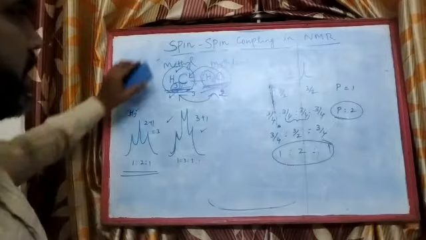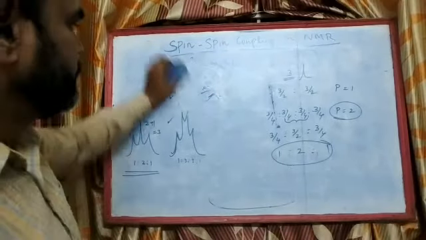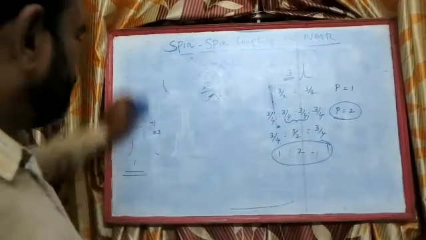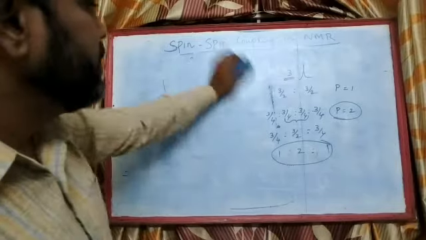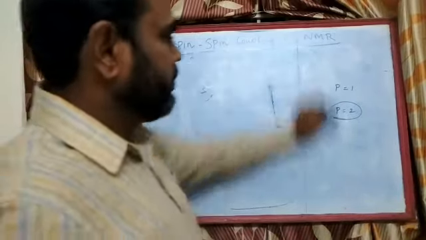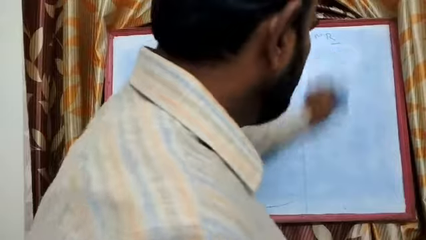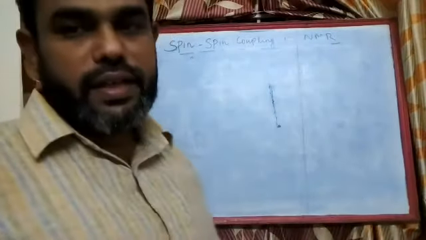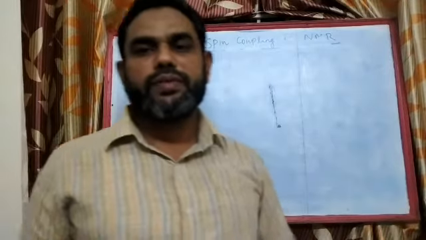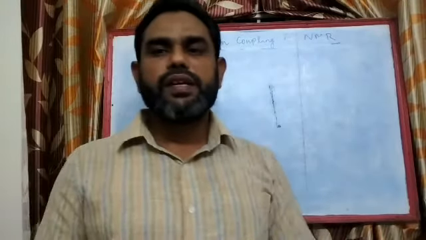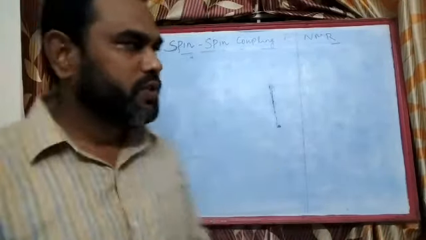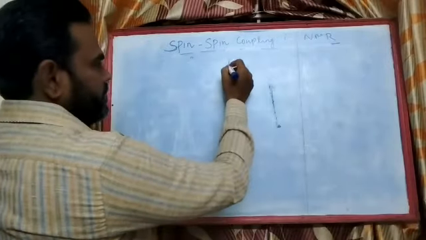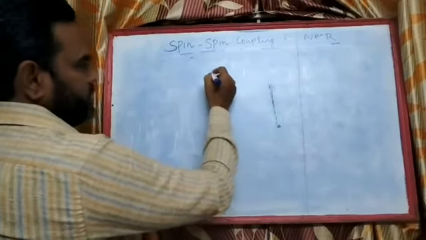So this might look very simple if you understand the family tree method. A family tree method can be adopted to further simplify and to understand the intensities of the spectral lines. Okay, so this is the family tree method.